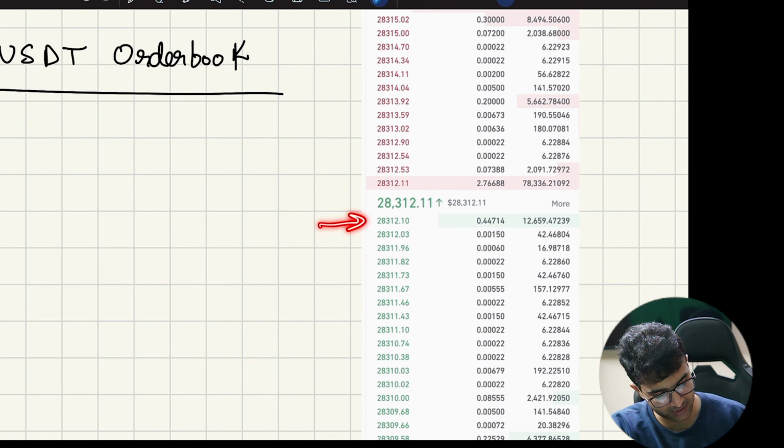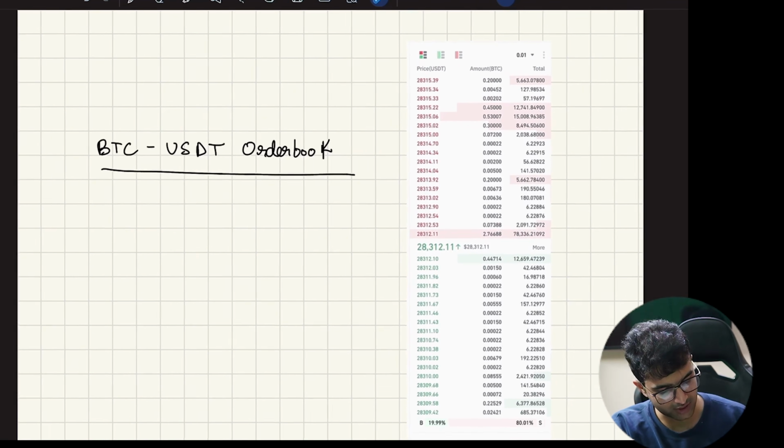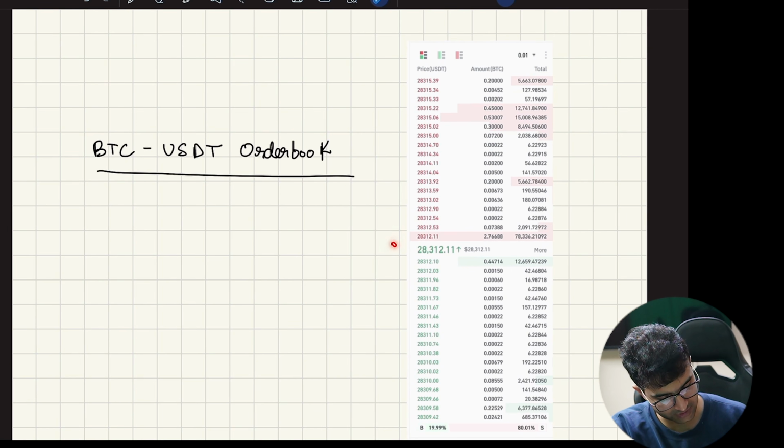And what is the bid side? It says, we are willing to pay only 28,312.10. As you can see, the spread is really small. It's literally 0.01. And that's usually true for more liquid exchanges like Binance. Their order books are extremely liquid, which means the spread is really small.